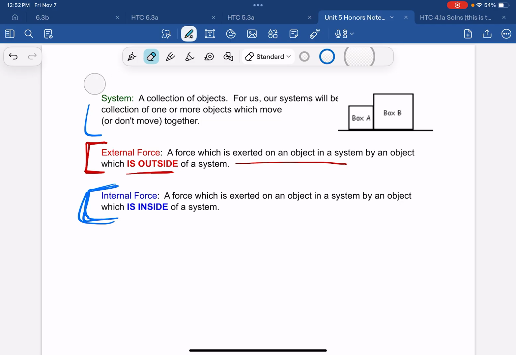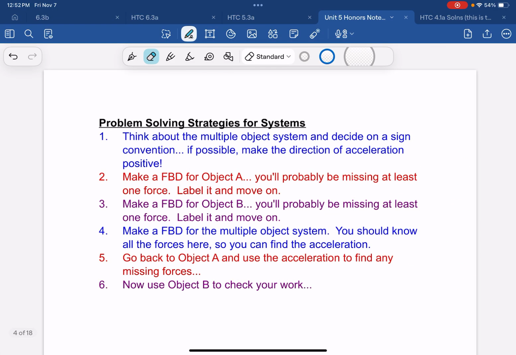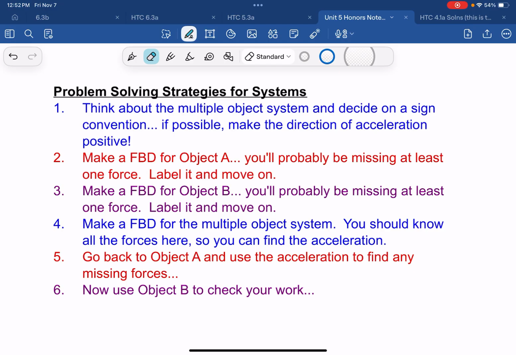Here we go. Now, problem-solving strategies for these systems. My suggestion is you follow this kind of sequence for solving the problems. The first thing we're going to do is consider the system that has multiple objects in it, and think about what this system is going to do. Is it going to move? If it does move, which way will it move? And you're going to choose the direction of acceleration and make that positive. Now, in the first example we do, that's going to be a non-issue. But in the second example, this step will be much more important.